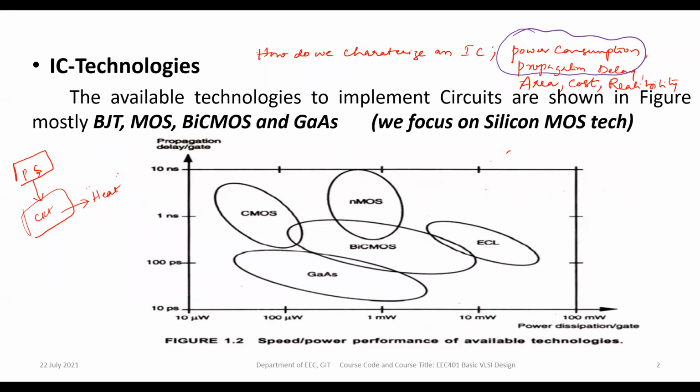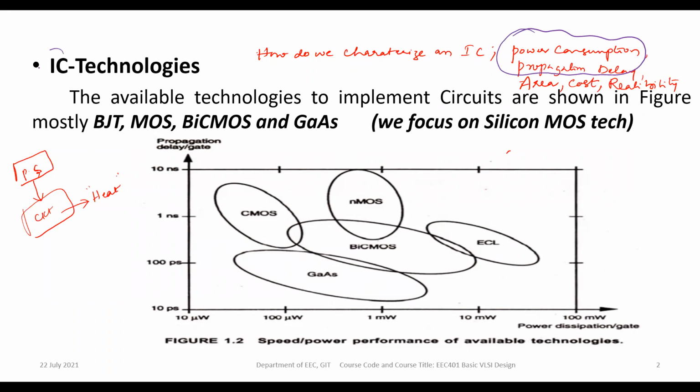Is it clear? In that sense, different technologies are available, and these technologies are compared on power consumption and propagation delay. Generally there is a trade-off between the power consumption and the delay. If the power consumption is less, the delay will increase. If the delay is less, the power consumption will increase. These points we will also look at when coming to the classes.